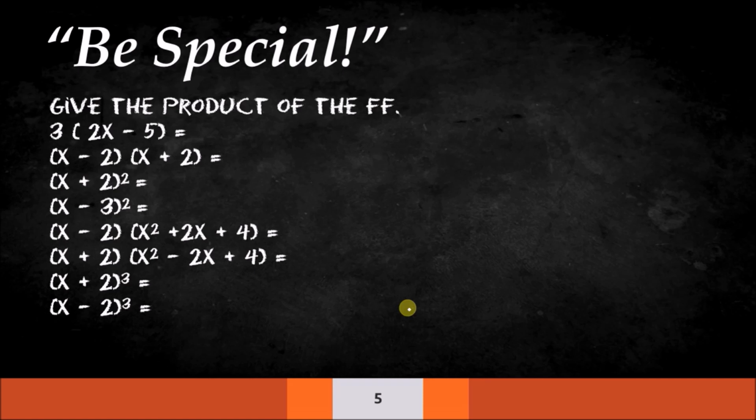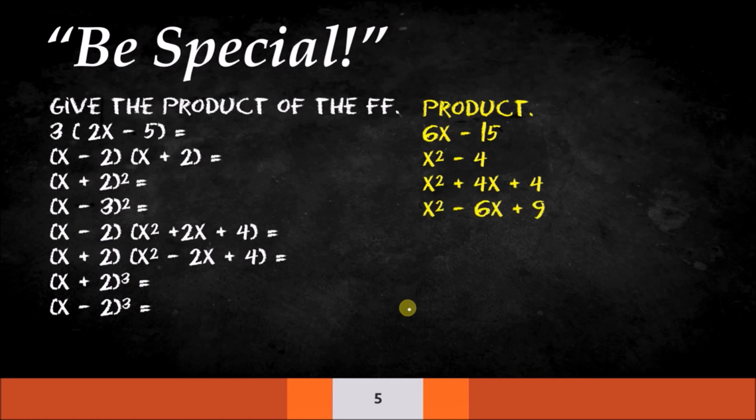And the answers are, for number 1, we have 6x minus 15. For the second, we have x squared minus 4. For the third, we have x squared plus 4x plus 4. For the next one, we have x squared minus 6x plus 9. We have x cubed minus 8.